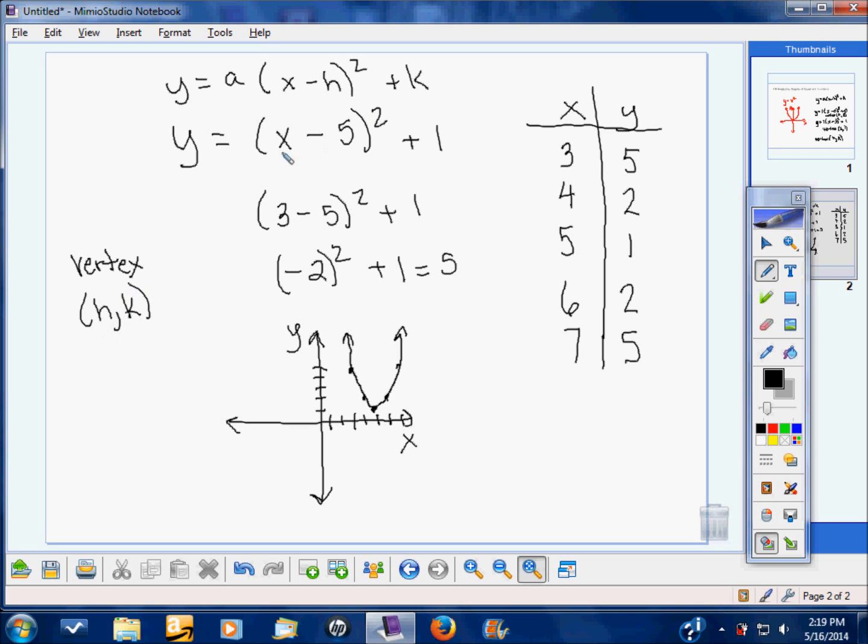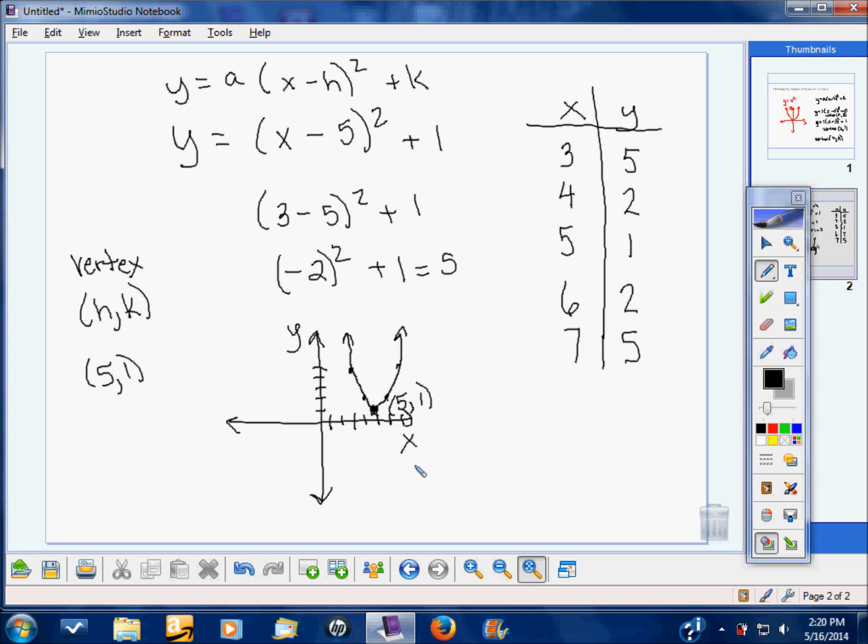So our vertex for this one is (5, 1). Oh, okay. Because here's the 5, here's the 1. They're in the h and the k spot. And guess what? When we did this the long way, we found out that it was at (5, 1). Here's the vertex at (5, 1).